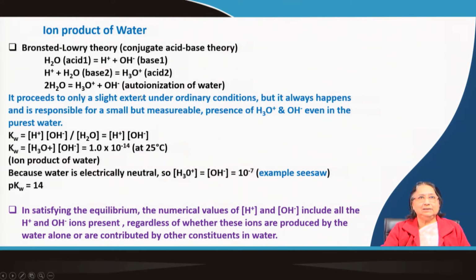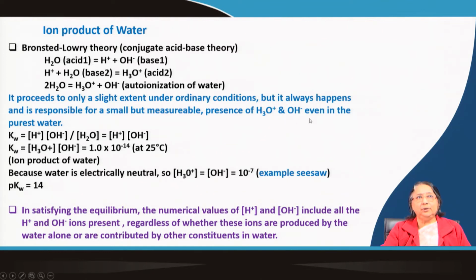Now, combining these two, we can write this equation, which is nothing but the auto ionization of water. This ionization proceeds to only a slight extent under ordinary conditions, but it always happens. This is very, very important to remember. It always happens, and it is responsible for a small but measurable presence of hydronium ion and hydroxide ion.